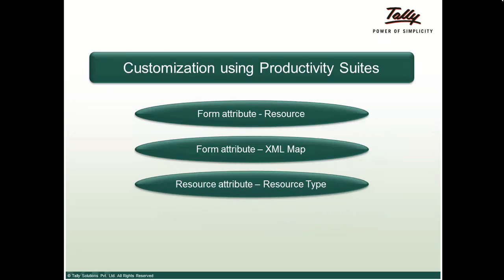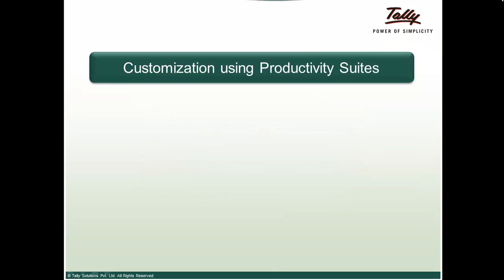The last attribute is the resource attribute resource type. Resource definition is where the path of the source document is specified in the source attribute of it, and in the resource type attribute, based on the productivity suite used, Word XML, Excel XML, ODT, ODS or XML is specified as its parameter.